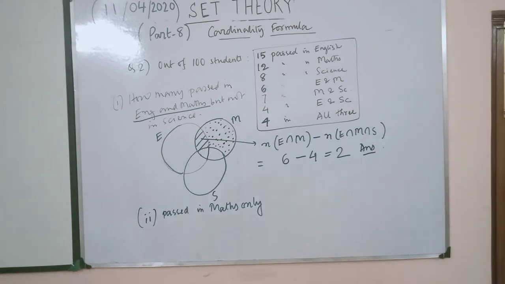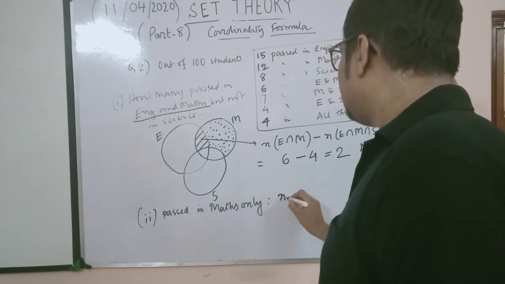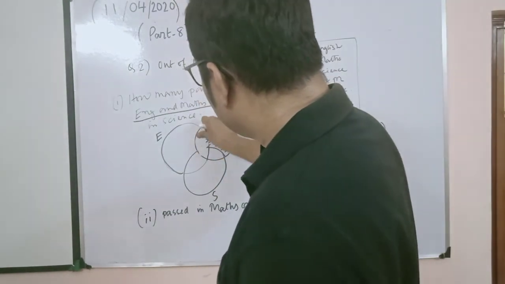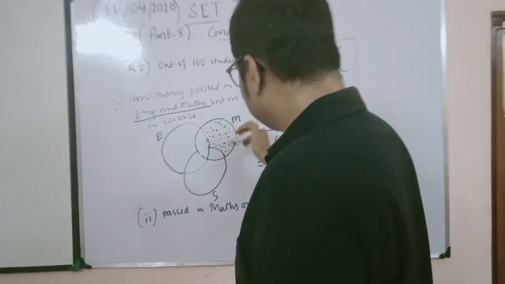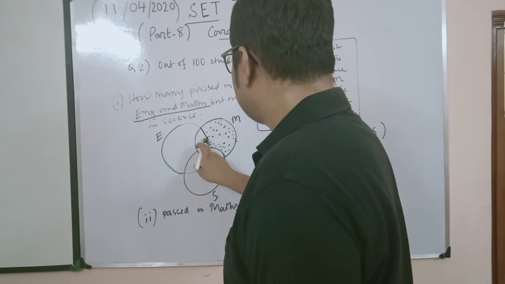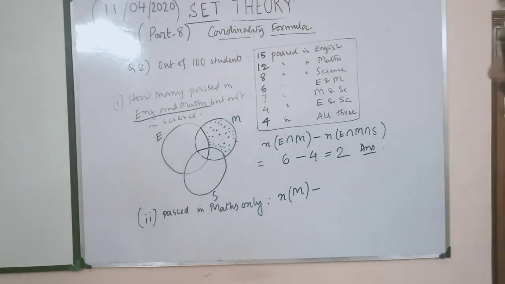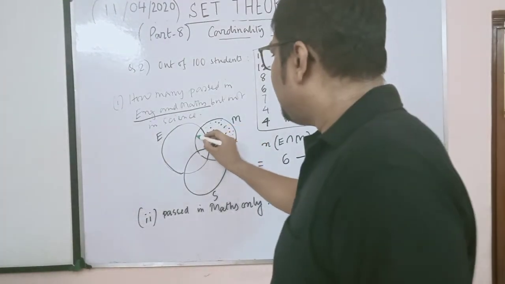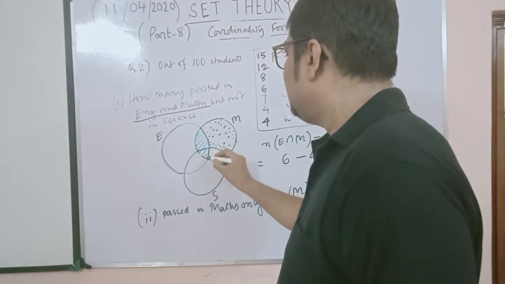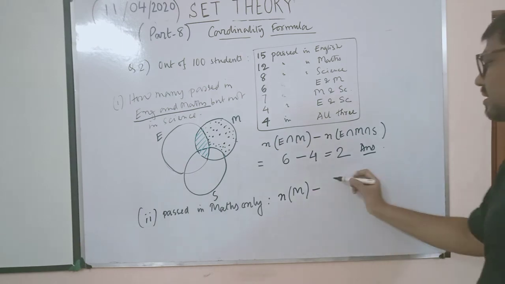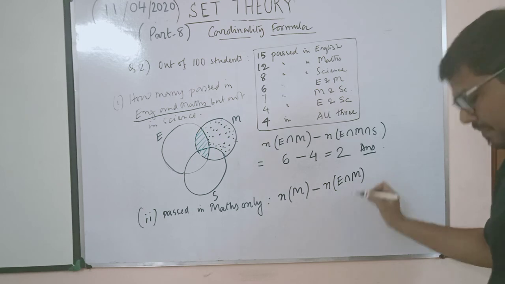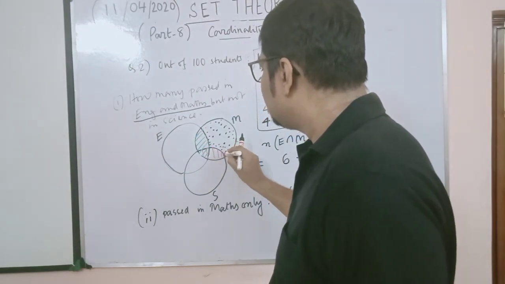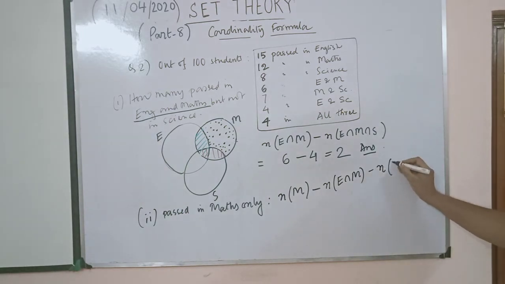So how to find out this dotted part? First you have to take the whole of maths. From the whole of maths, I'll erase this part, then it will be a little easier for you. From the whole of maths I am first subtracting this part. I'll use a different color. I'll subtract this green part. Are you getting? That means I subtract n of E intersection M. Now also I will subtract this part, the red part, that is n of M intersection S.